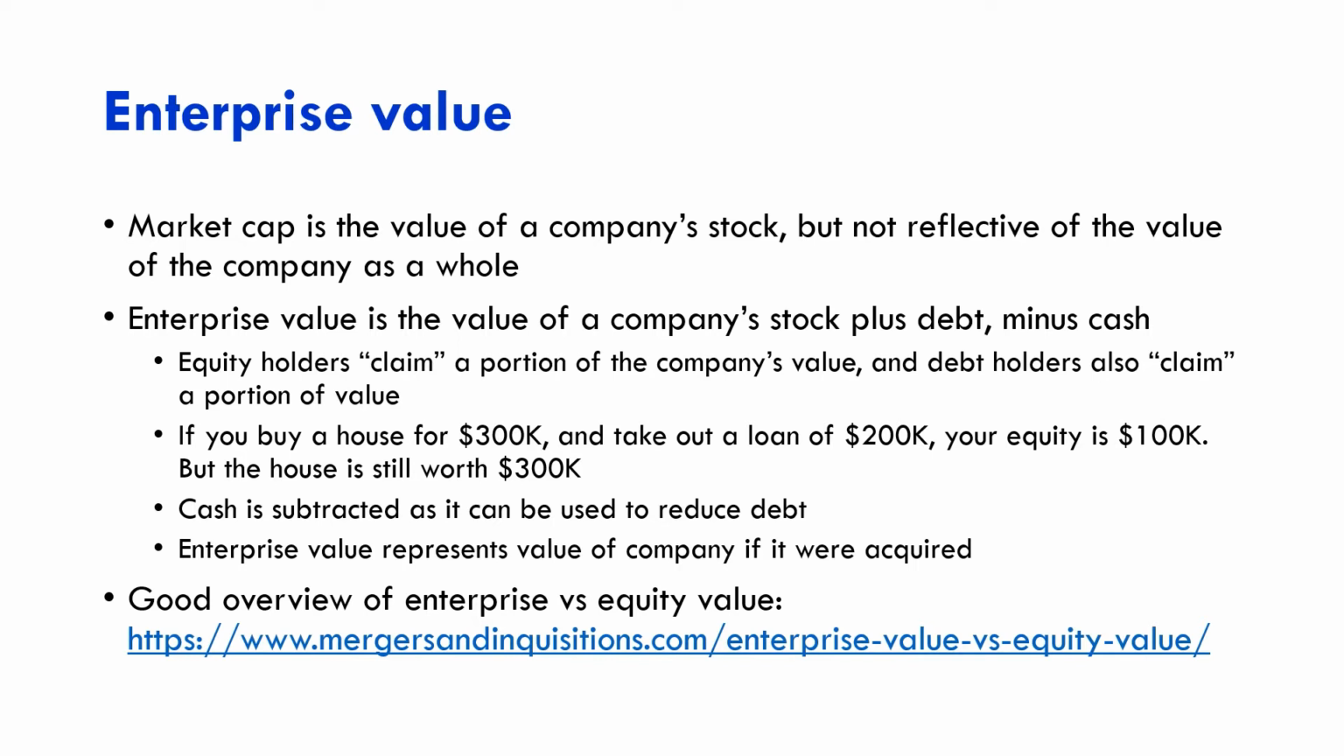It's worth more than just your equity value. So the total value of the home is worth the $200,000 debt plus the equity of $100,000. So that's why you add equity and debt. And then cash is subtracted out because it can be used to reduce debt. If you have a business with $100 million of debt, and you have $50 million on the balance sheet, somebody buys a business, they can just take that cash and immediately eliminate $50 million of the debt. So that's the general concept of enterprise value.